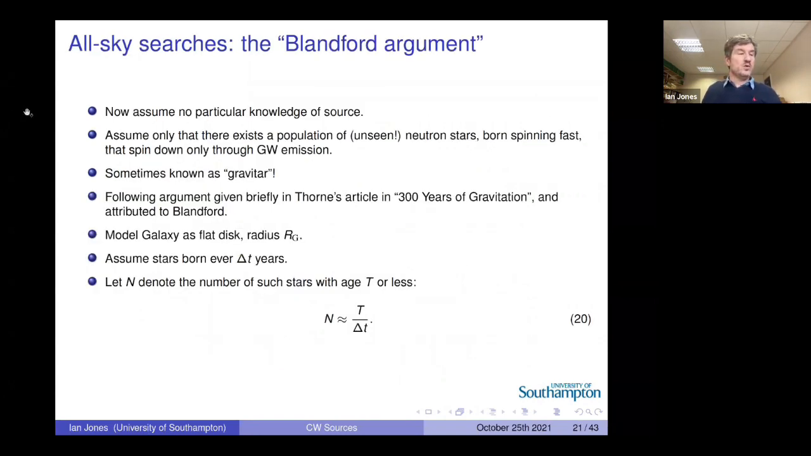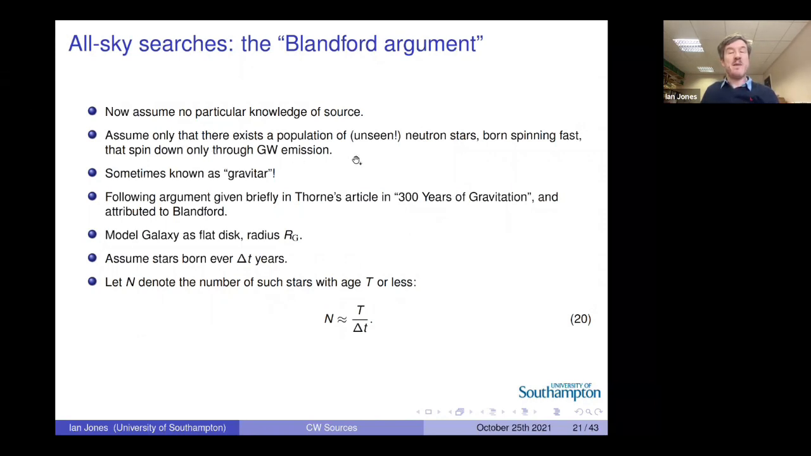Let's now talk about all-sky searches and what one can do in terms of energy-based limits for these. So now the name of the game is rather different. In these so-called blind all-sky searches, we're not assuming any particular knowledge about the spin frequency of the source. But what I'm going to do is sketch out an argument where nevertheless one can make some sort of estimate of how strong the strongest signal might be.